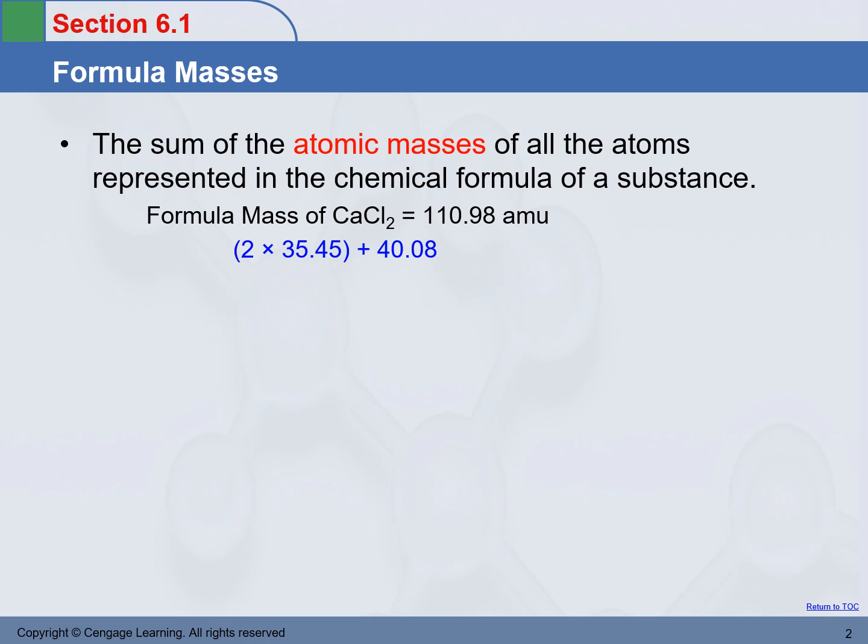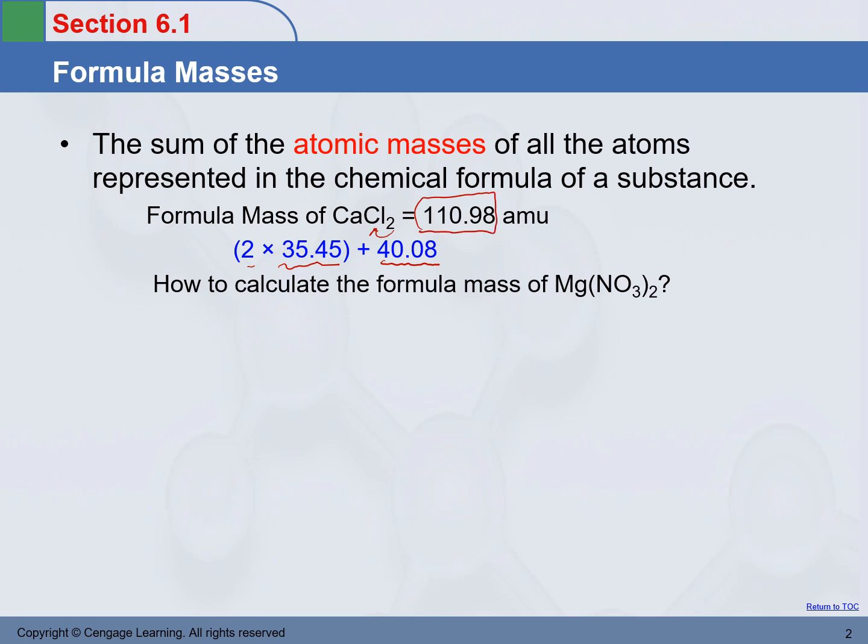How do you get that? You use the atomic mass of calcium, which is 40.08, plus 2 times the atomic mass of chlorine. There are 2 chlorine atoms. Chlorine is 35.45 times 2. After the calculation, you're going to get 110.98 AMU. AMU is the unit for formula mass because it is a unit for atomic masses.